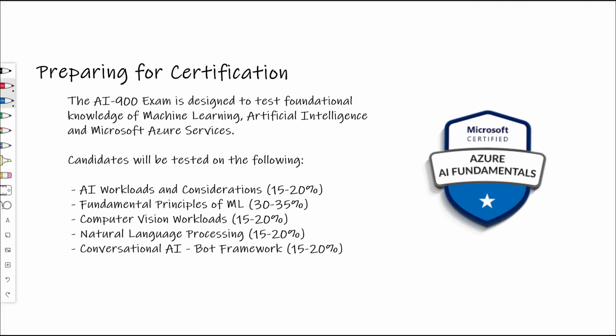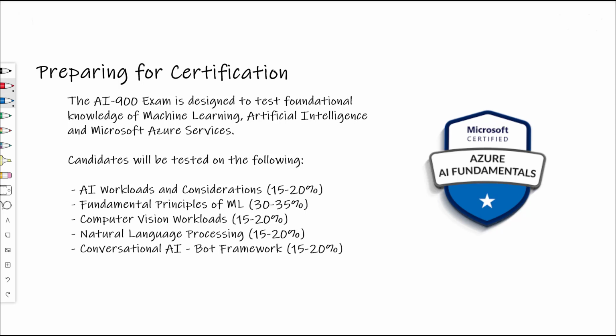Before we begin, let's take a moment to understand the skills measured on the exam. Now, the AI 900 certification is designed to test foundational knowledge of machine learning and artificial intelligence workloads and how to implement them on Microsoft Azure. The exam is intended for both technical and non-technical backgrounds, so don't expect to see any deep technical questions, but rather questions designed to test a general understanding of the subject matter. Topics will include machine learning and AI workloads, computer vision, natural language processing, and conversational AI.